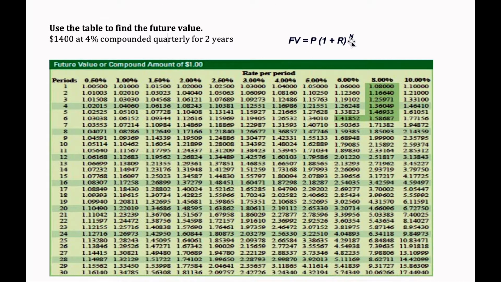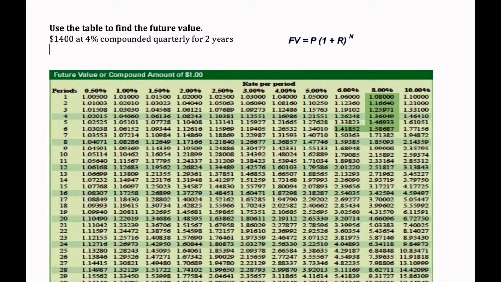Now, N here refers to time. Time here, as per your question, is 2 years. But since this is compounded quarterly, you will use 4 times 2 equals 8. Again, this is done because you are compounding interest 4 times a year. So even though this is a duration of 2 years, you are compounding it 8 times during those 2 years. So N here will be equal to 8. We have our values needed to put together into our formula.